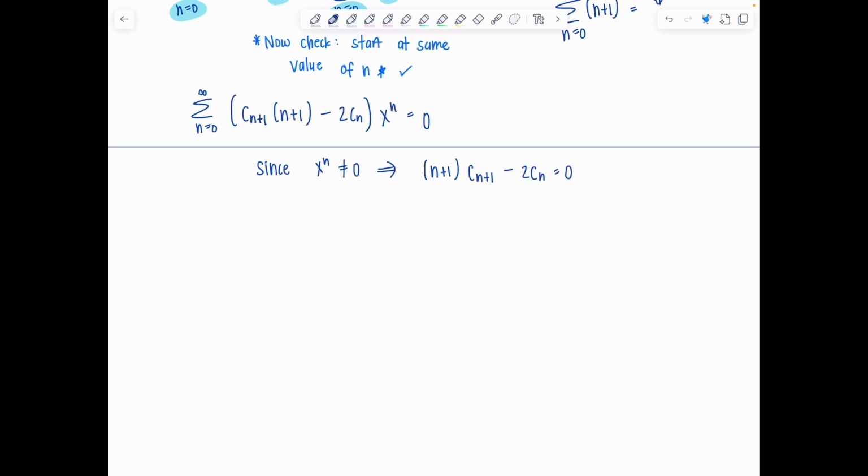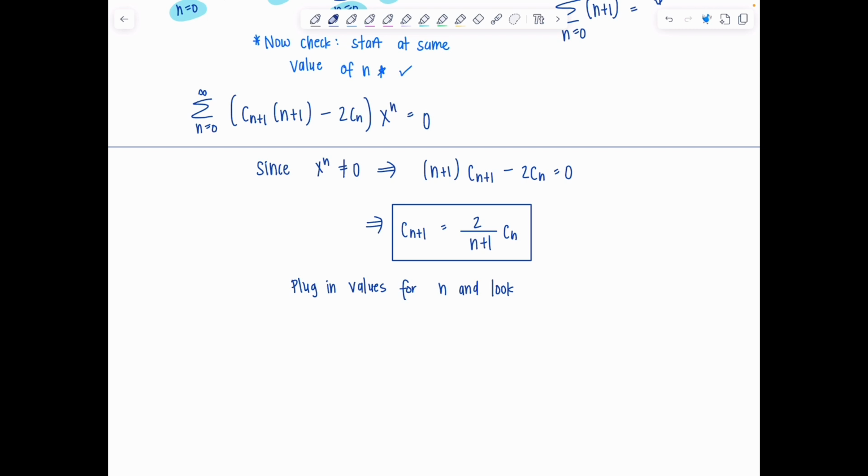Okay. Let me isolate c sub n plus 1. So c sub n plus 1 is 2 over n plus 1 times c sub n. Let's box that. That's important. Now, we're going to plug in values of n and look for a pattern. This is probably the hardest part in the beginning. And then once you get the hang of it, you're fine.